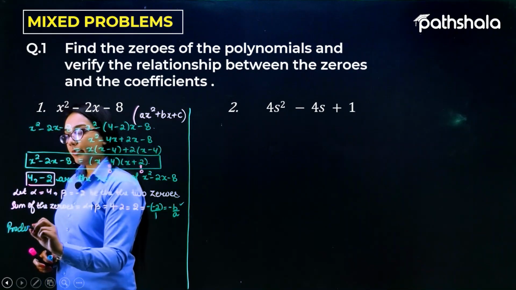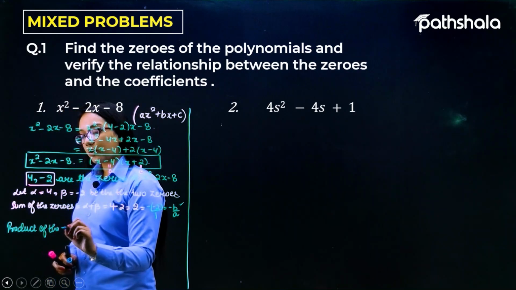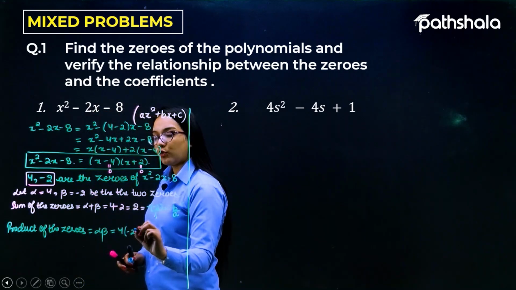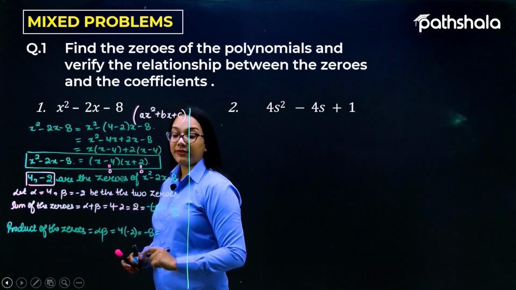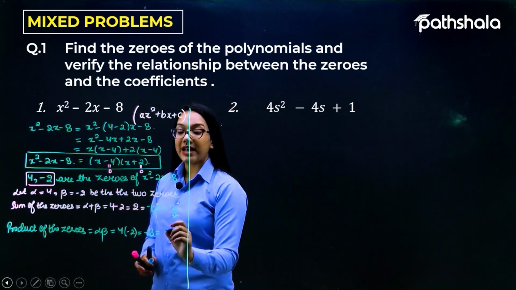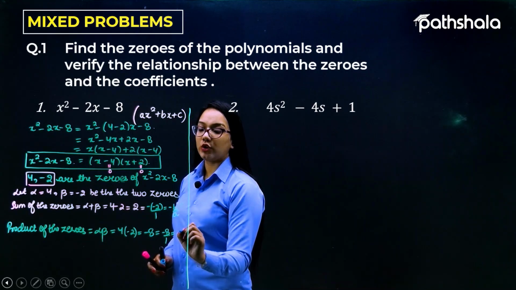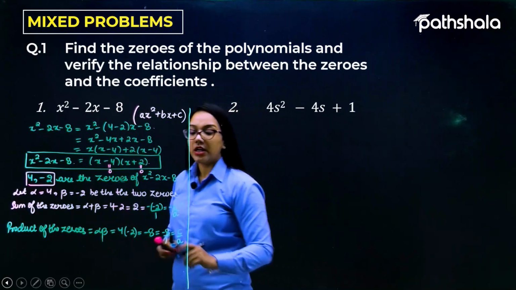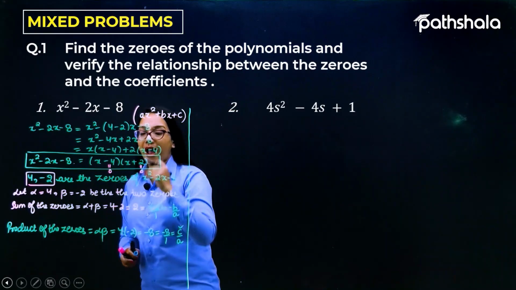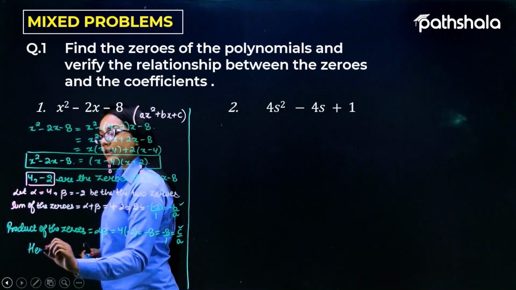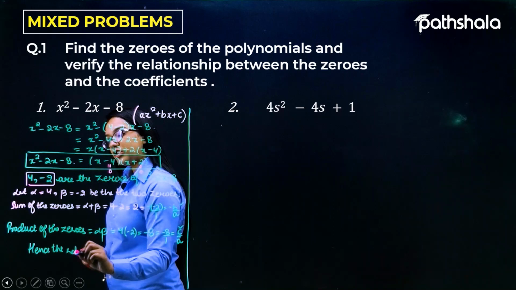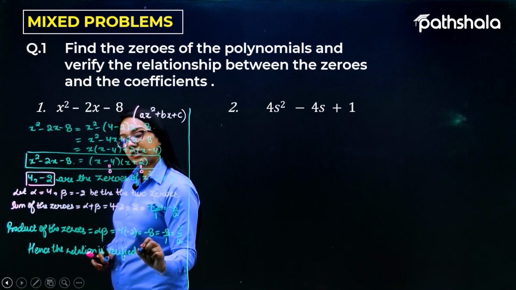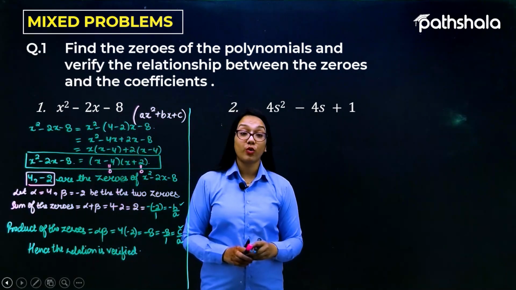Further, the product of the zeros is nothing but alpha into beta. Alpha into beta means 4 into minus 2, which is minus 8, and we can express minus 8 as minus 8 by 1, which is equal to c by a, because the value of c is minus 8. So hence this result is again verified. At the end, we can say that the relation is verified for the two zeros 4 and minus 2.